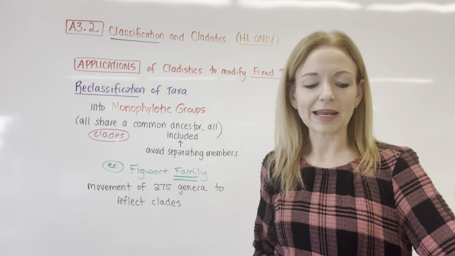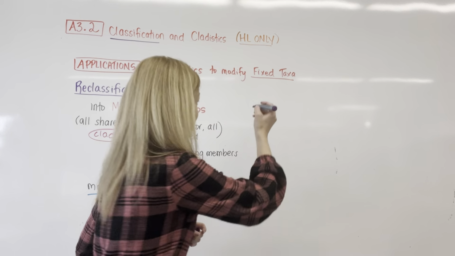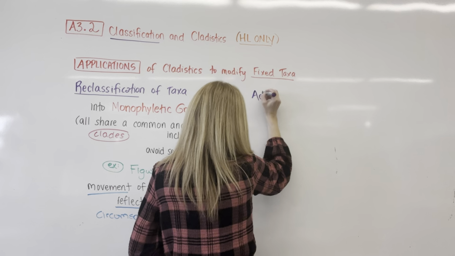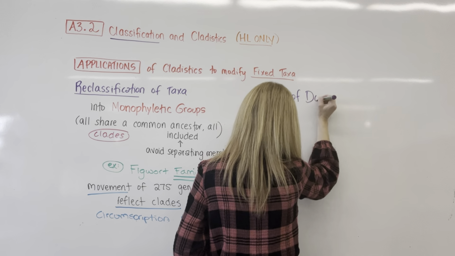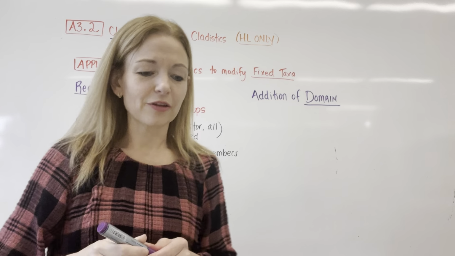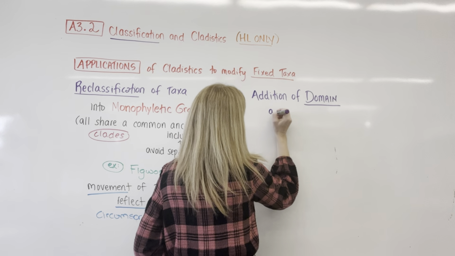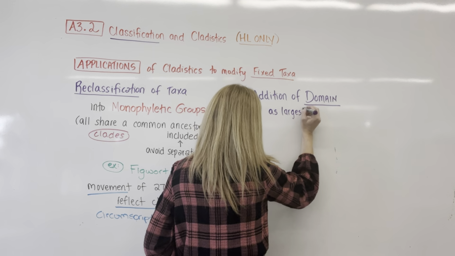The other thing that is a big change to the fixed taxa was the addition of domains. So that's the other one. So the addition of another taxa. So that is now the largest of the taxa. And that came about from kind of 1977, where there's a study. They started beginning in 1977.